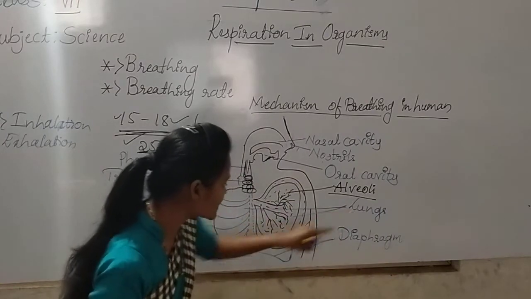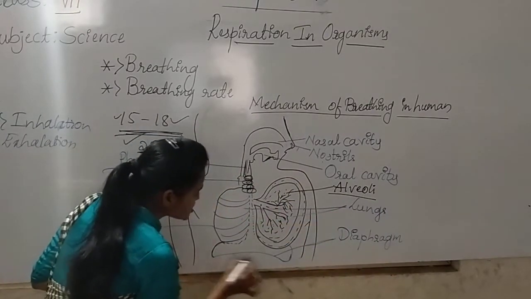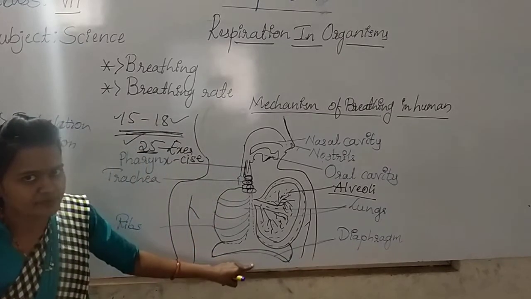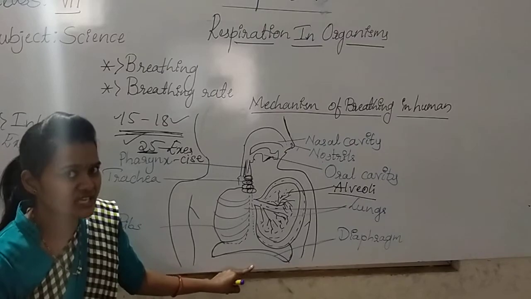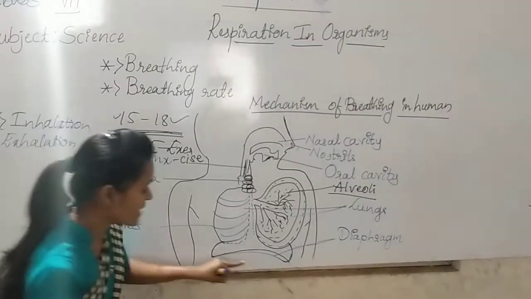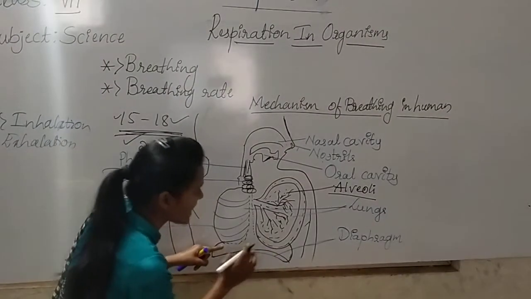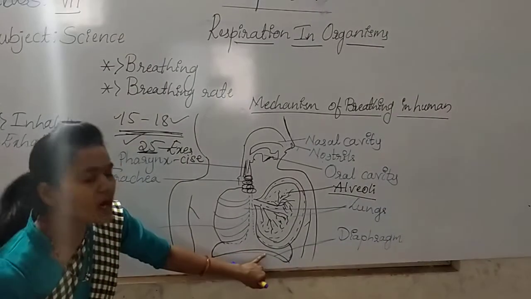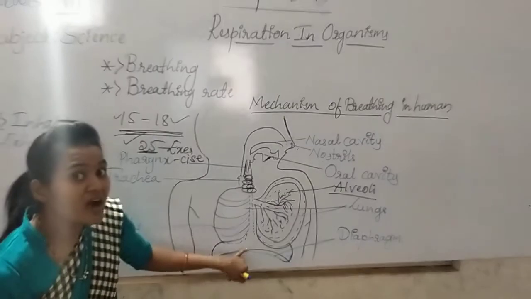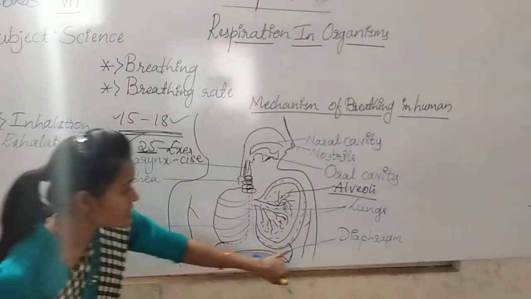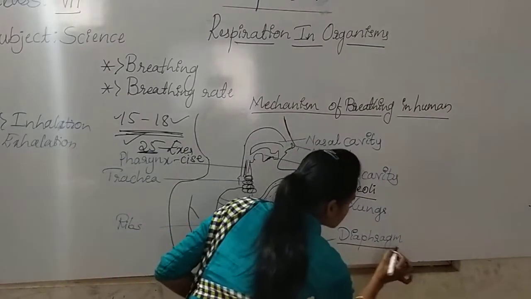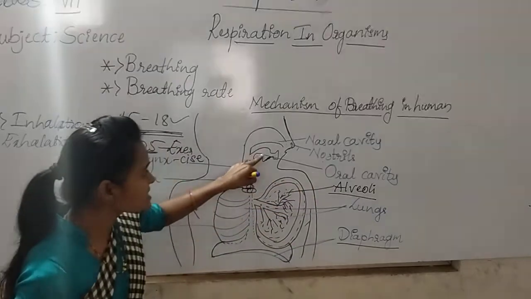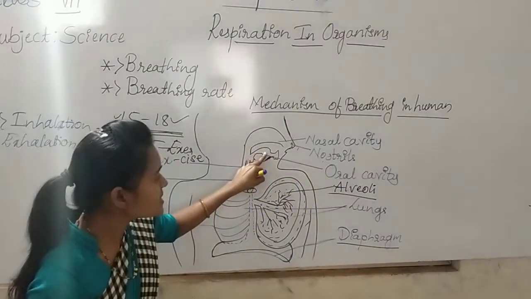And these two are the lungs, and a muscular sheet, a smooth one. Just below the chest cavity, we are seeing a sheet-like muscular structure that we are calling the diaphragm. And this is the oral cavity.